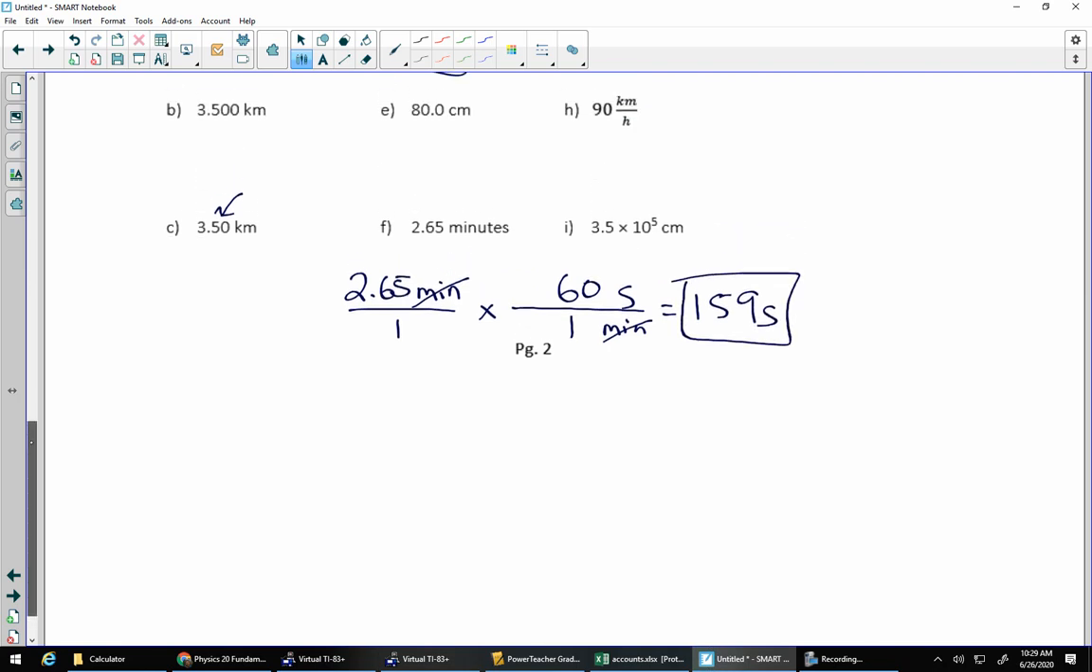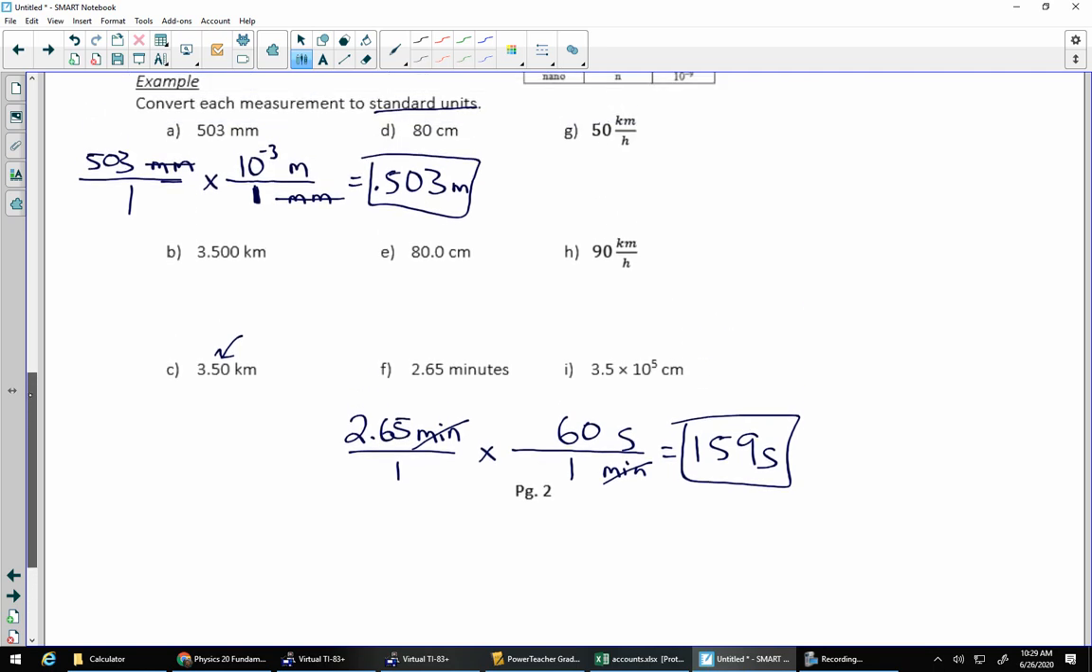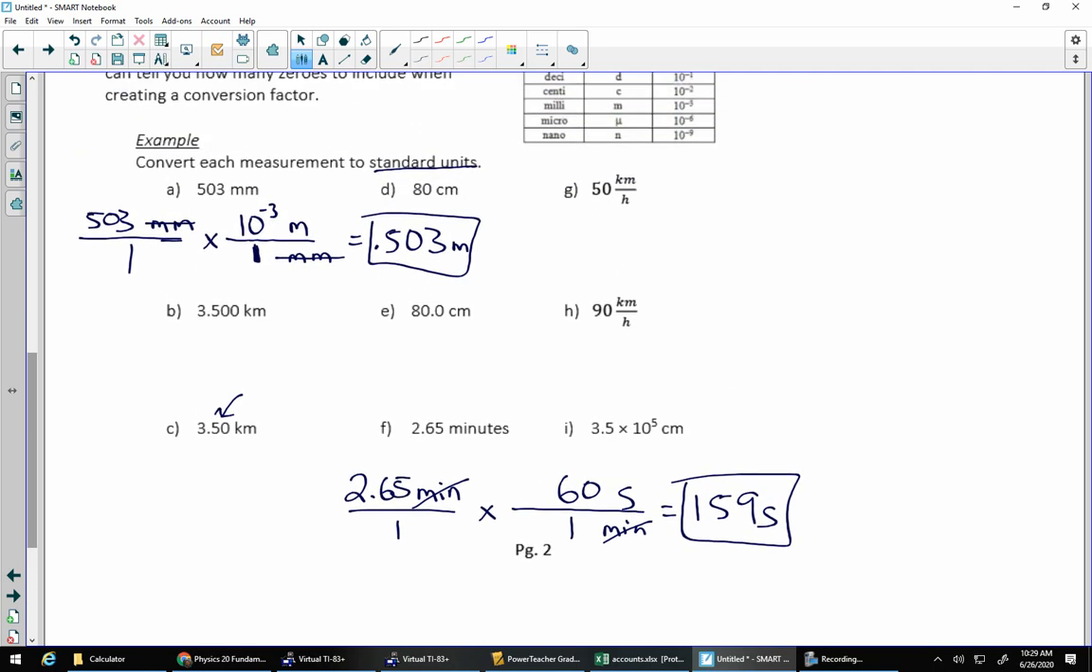Okay, one last example. I'm going to go through G. The letter G is one last example. It is a double whammy. 50 kilometers per hour. We don't really use kilometers per hour very much in physics. We want meters per second. Pretty much all of our formulas need meters per second. So I think that's actually going to be a bit of a double whammy.